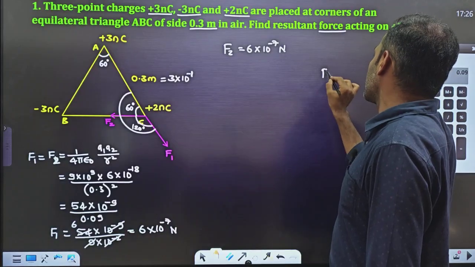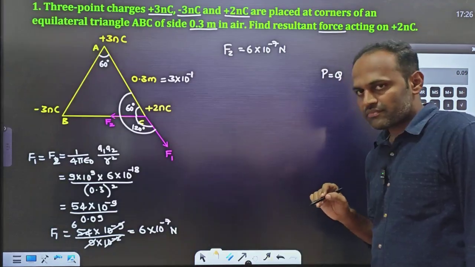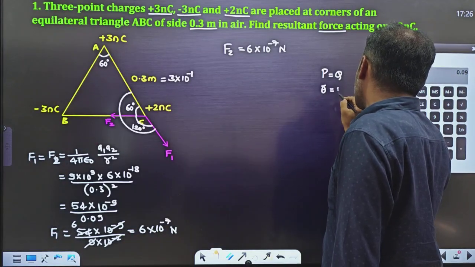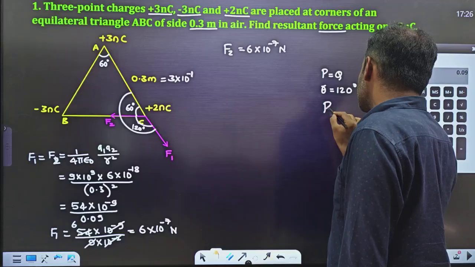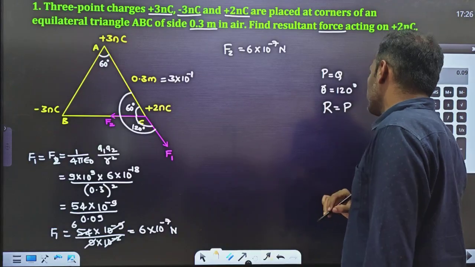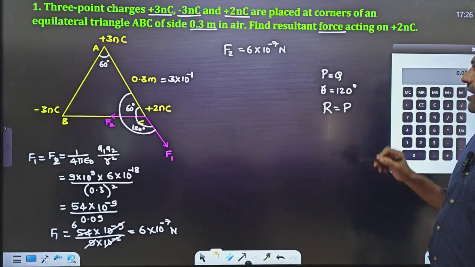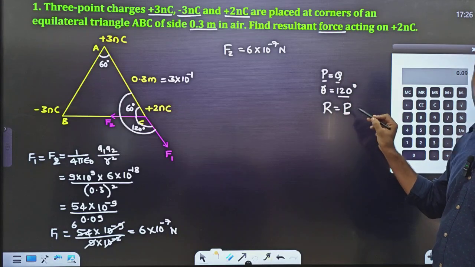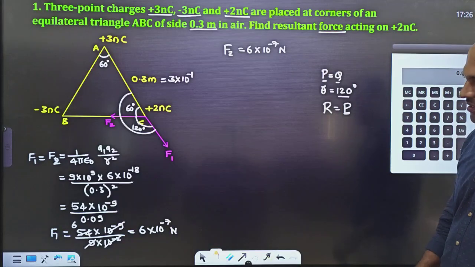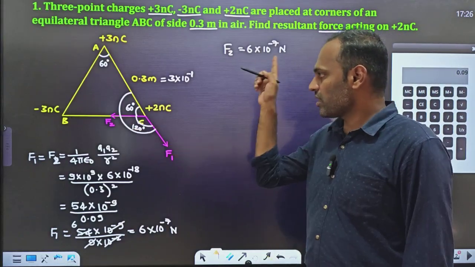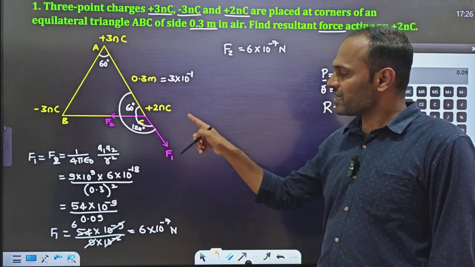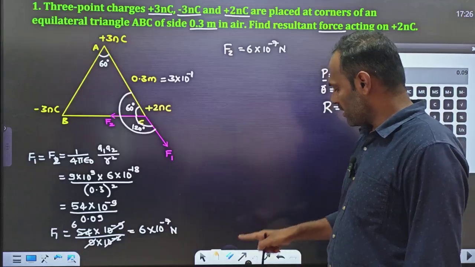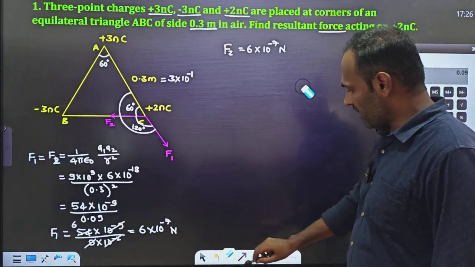If P and Q are two vectors which are equal, and the angle between them is 120 degree, then the resultant of those two vectors will be equal to P or Q, you can take either. If two vectors are equal and the angle between them is 120, the resultant will be equal to any one of the two vectors. Here F1 and F2 are equal, and the angle between them is 120, so the resultant has to be equal to F1 or equal to F2. That is what we have to get, and that we will get here. We need not calculate and show it.